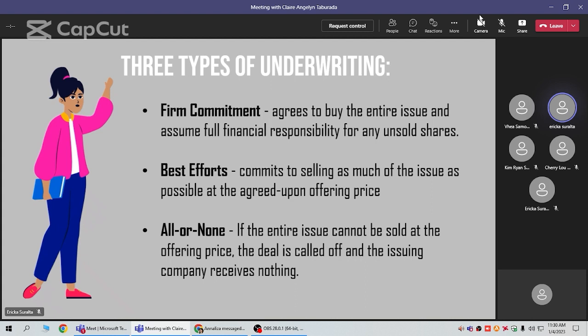And then all or none. If the entire issue cannot be sold at the offering price, the deal is called off and the issuing company receives nothing. So in all or none, if their issues cannot all be sold at the offering price, then their deal with the investor is called off, because all or none is what they want. The issuing company will receive nothing. So if not everything is sold, then their deal is cut off.